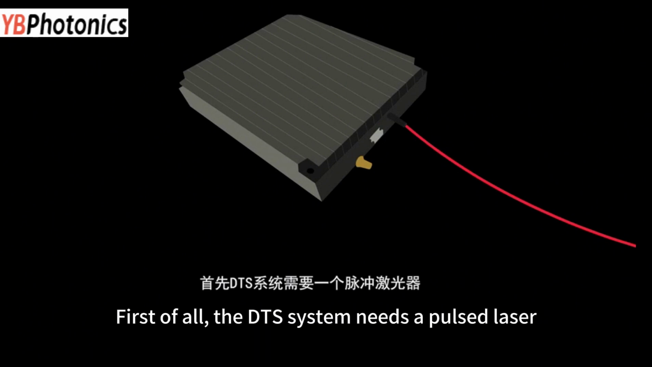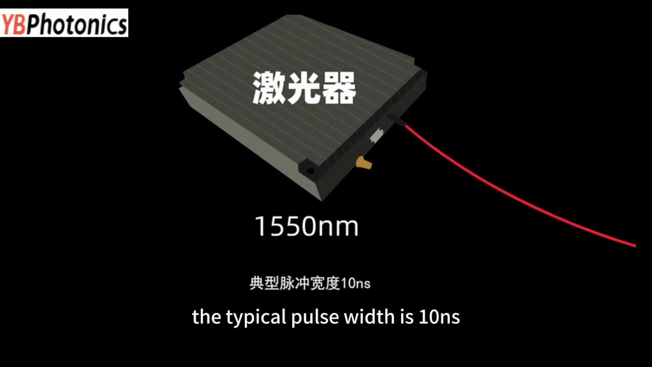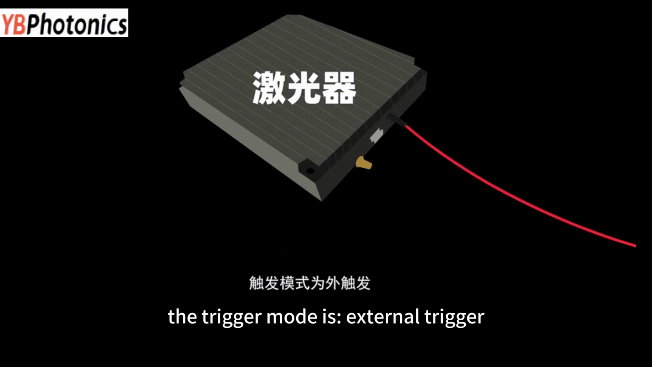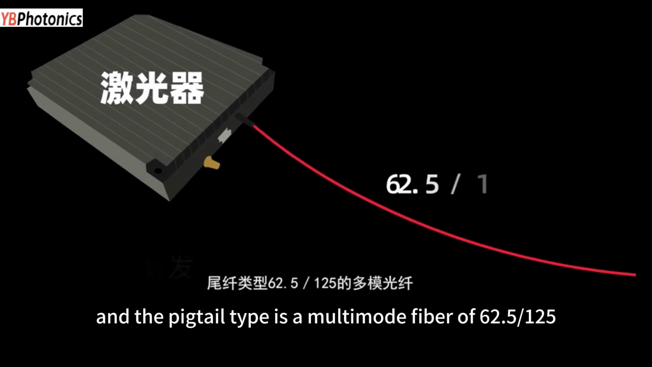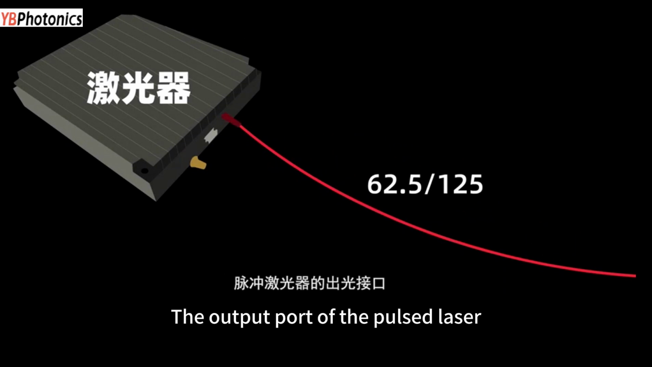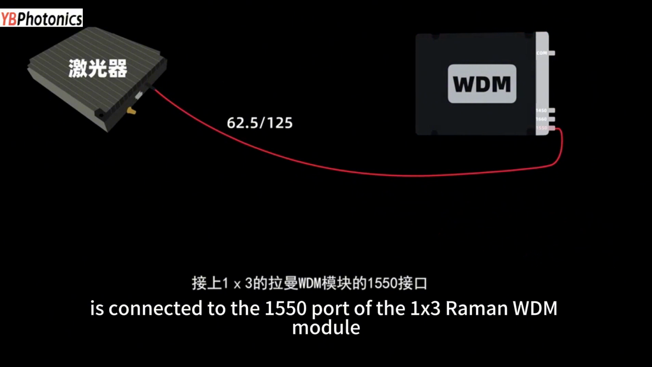First of all, the DTS system needs a pulsed laser. The output light is 1550 nanometers. The typical pulse width is 10 nanoseconds. The peak power, 1030 W. The trigger mode is external trigger, and the pigtail type is a multi-mode fiber of 62.5/125. The output port of the pulsed laser is connected to the 1550 port of the 1x3 Raman WDM module.